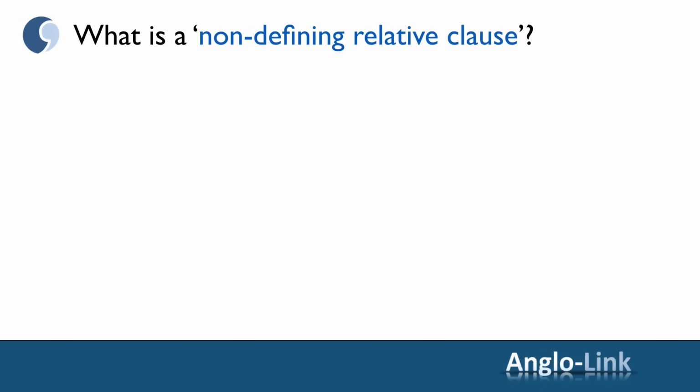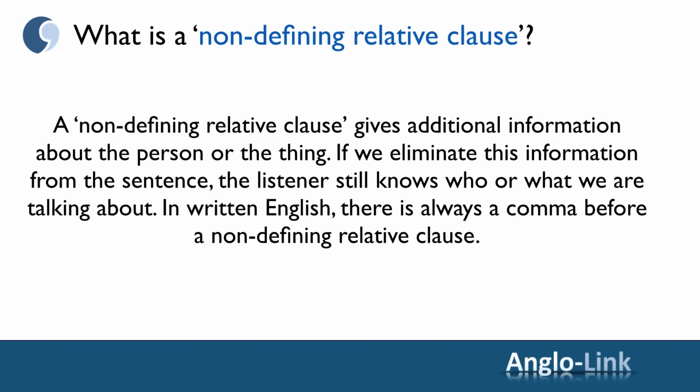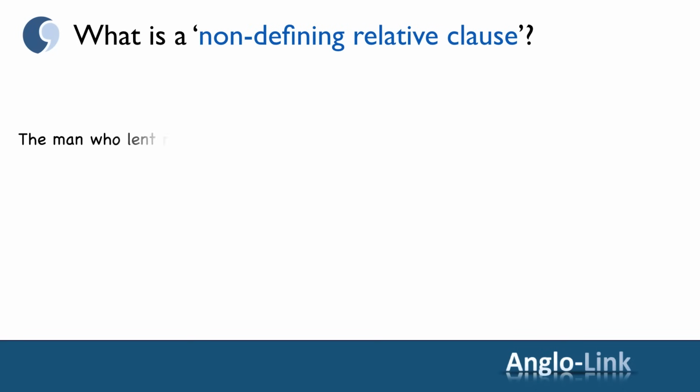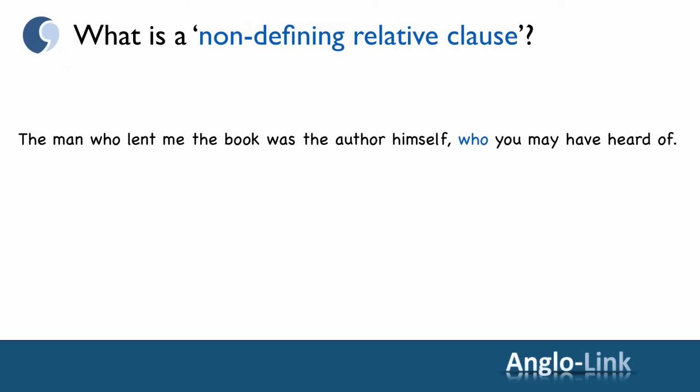So, what is a non-defining relative clause? A non-defining relative clause gives additional information about the person or the thing. If we eliminate this information from the sentence, the listener still knows who or what we're talking about. In written English, there is always a comma before a non-defining relative clause. Let's look at some examples. The man who lent me the book was the author himself, who you may have heard of. If we drop the last part, who you may have heard of, the sentence is still complete. The man who lent me the book was the author himself.